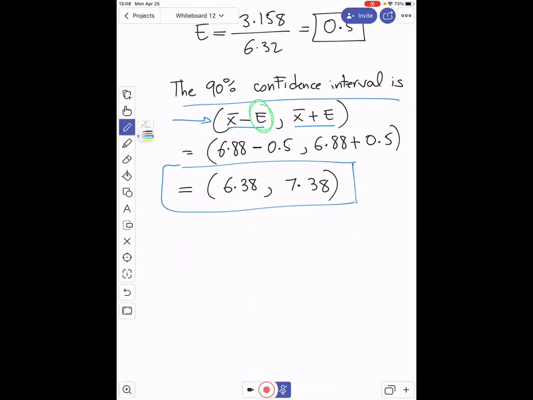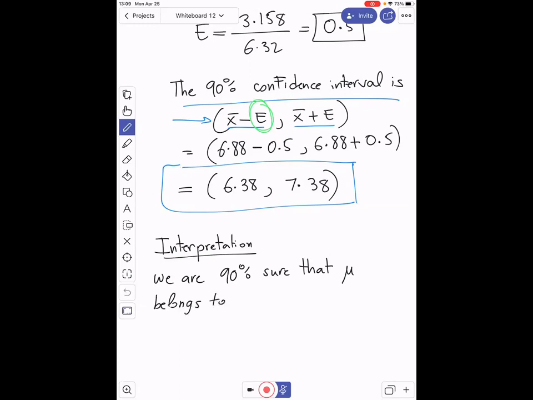All right. So what we are saying here, guys, is the interpretation of the answer. That's the answer, but what do we mean by this interval, 6.38, 7.38? What we are saying is we are 90% sure that your population mean price of the 100 pounds of oranges belongs to the interval $6.38 to $7.38. Okay.